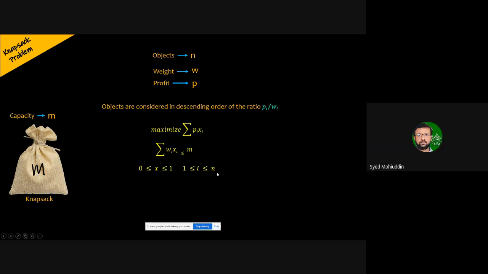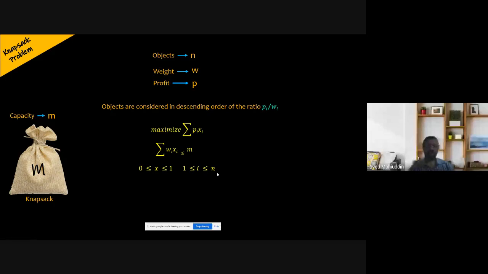The greedy approach maximizes the profit if the objects that need to be filled in the knapsack are considered in the decreasing order of the ratio of profit by weight. So this is the knapsack problem.